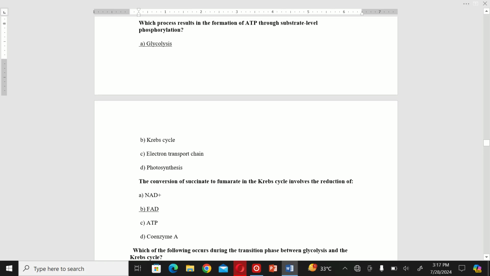The next MCQ: which process results in the formation of ATP through substrate level phosphorylation? A. Glycolysis, B. Krebs cycle, C. Electron transport chain, and D. Photosynthesis. So the correct option is A.